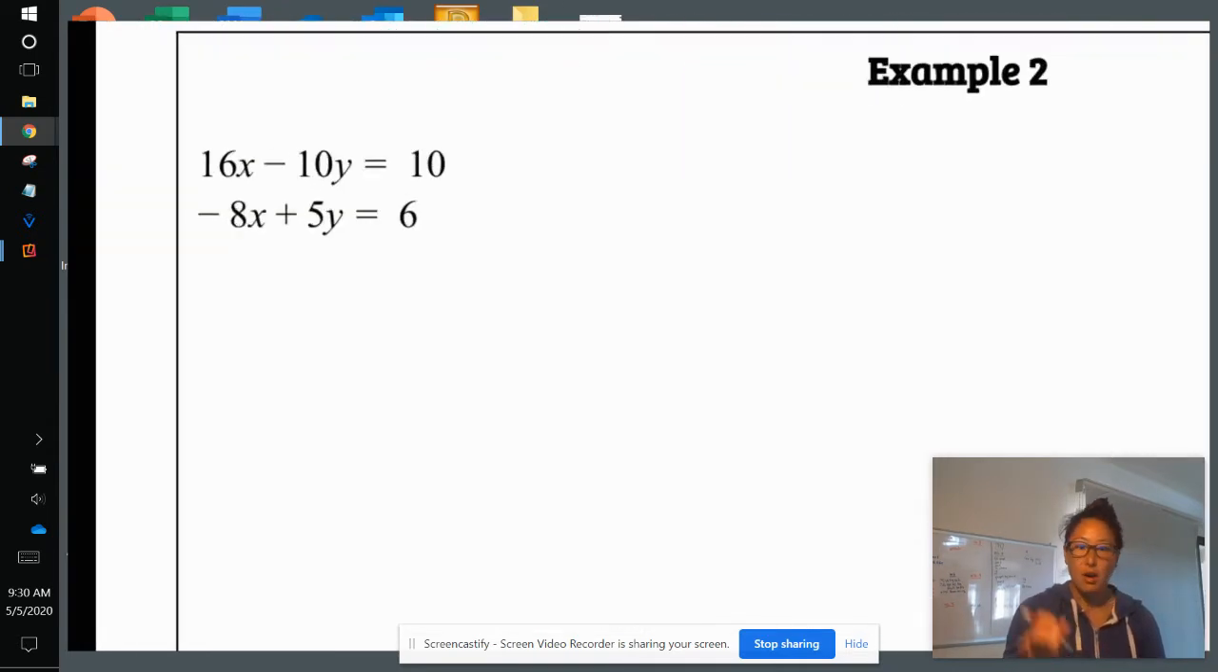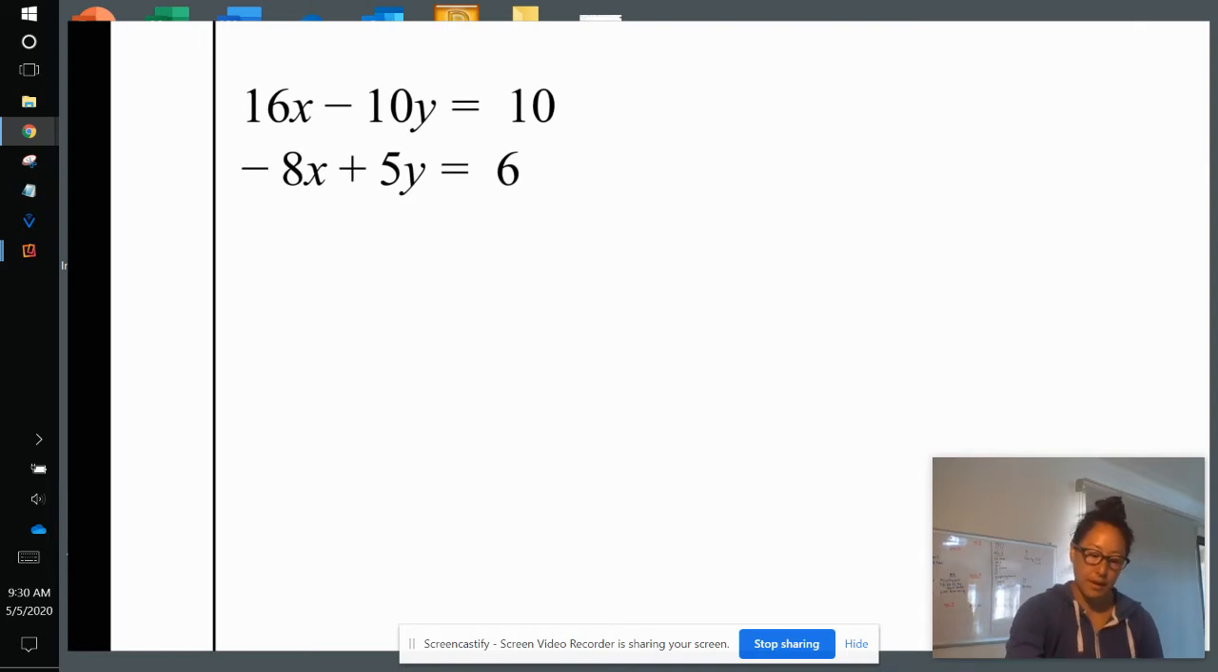Step 1, are we in the correct form? Yes, our constants are there, our y's are in the same place, and our x's are in the same order with our equal signs also lined up. Okay, so step 1 is accomplished.